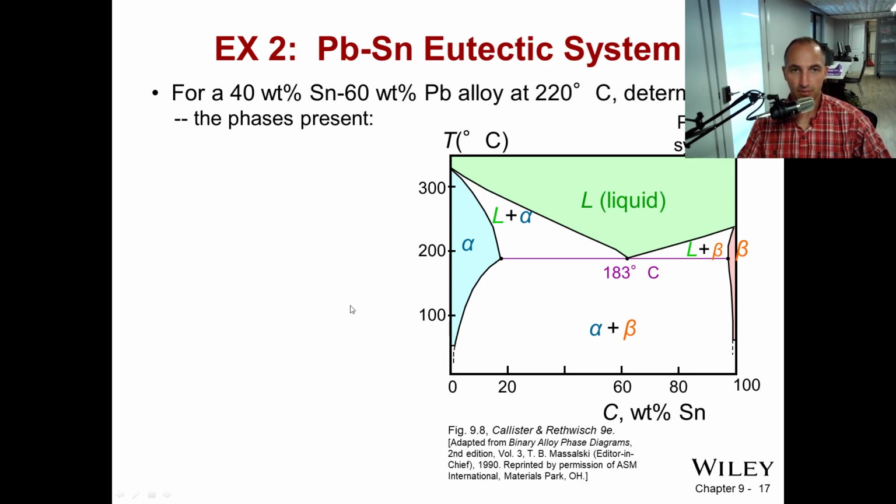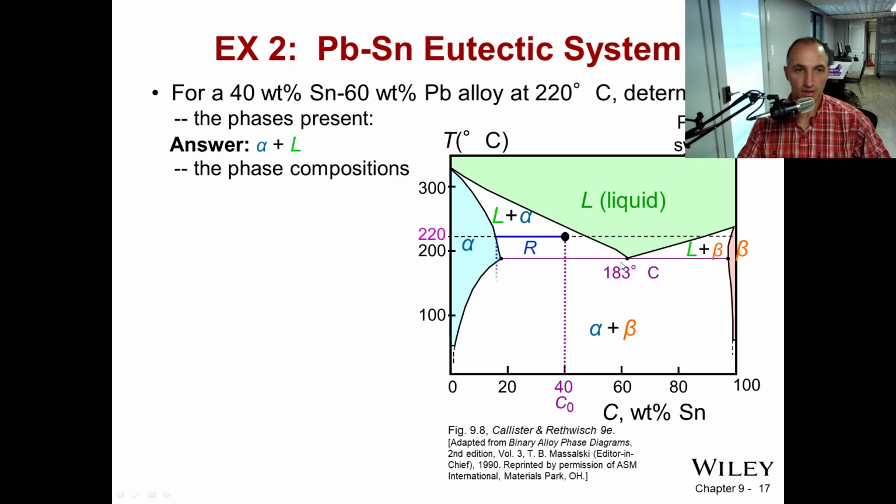Let's look at another example of the same lead-tin eutectic system. We're going to look at the same composition of 40-60, but at a higher temperature of 220 degrees C. So let's draw a horizontal line at 220. We have two phases here, alpha plus a liquid. So we're in the slushy region here, and we're below the eutectic composition.